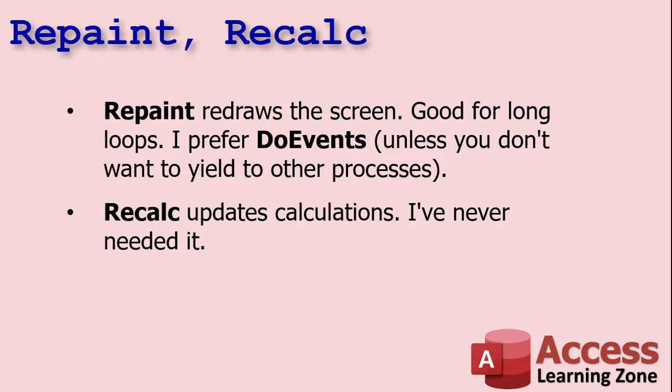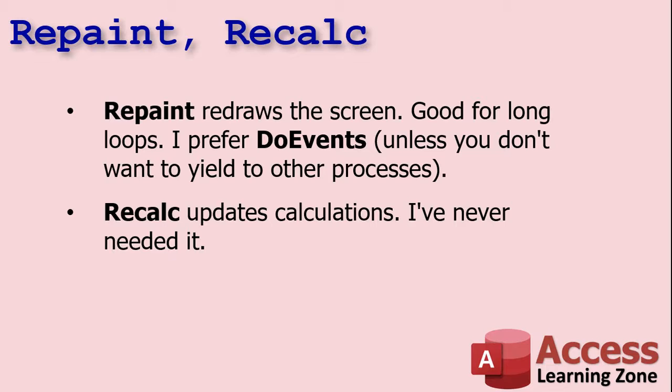It refreshes the screen, but it also yields to other processes. So if you've got other forms or stuff running in the background too, it says, okay, you guys can do your stuff, and then when you're finished, come back to me. I got stuff to finish up too. So you put DoEvents in a loop, like I do in my status function that updates information on the screen. But again, I've almost never used Repaint.